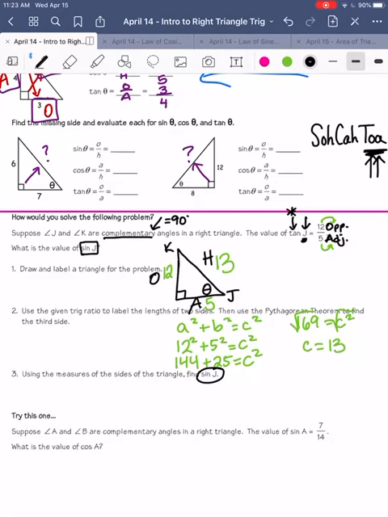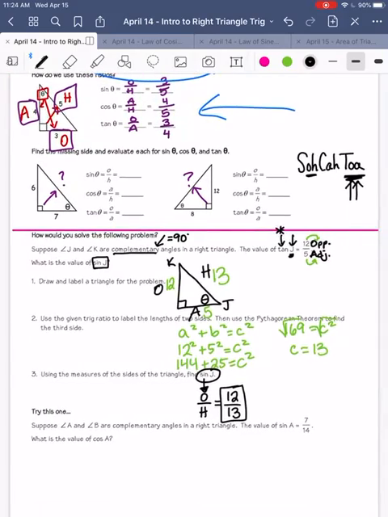So our theta is going to stay at J, and we want sine. So what two letters do I need for sine? For sine, I need O and H. So what's my opposite side of J? It's 12. And what's the hypotenuse side of J? It's 13. And there's my final answer. So you really need to draw the picture in order to solve the problem.